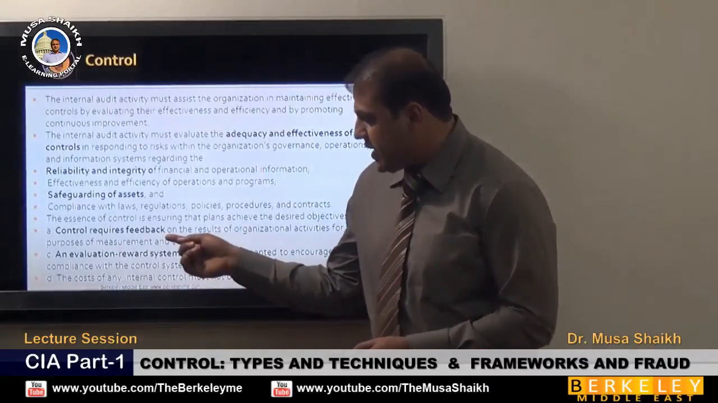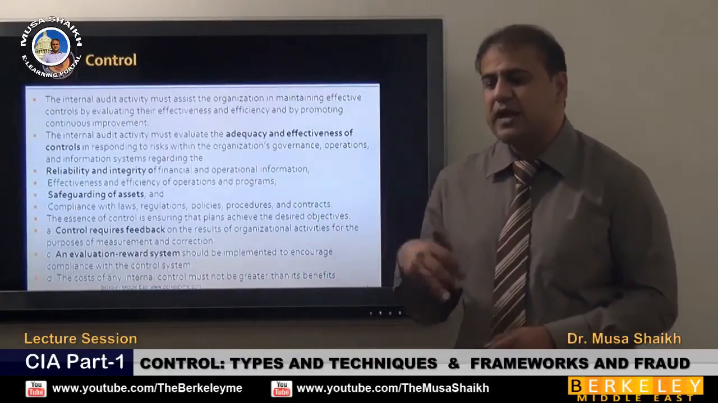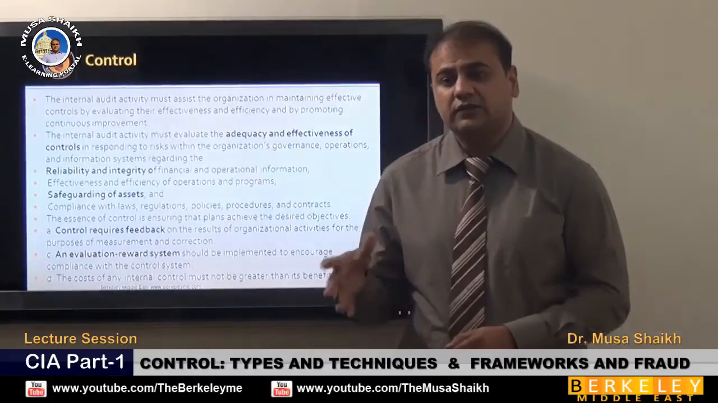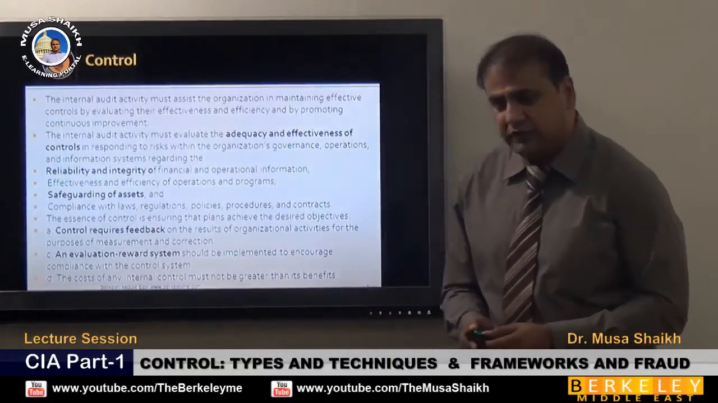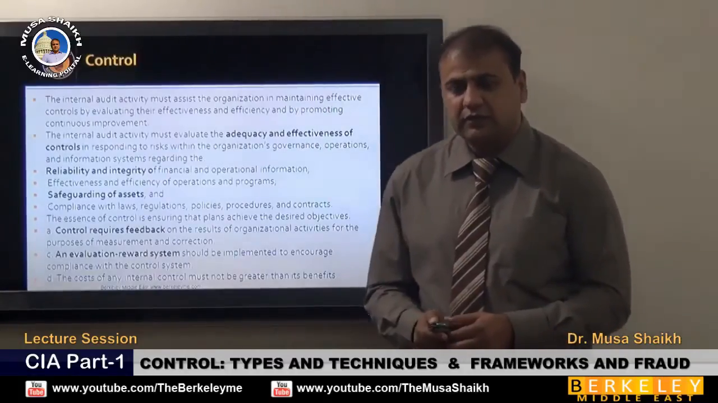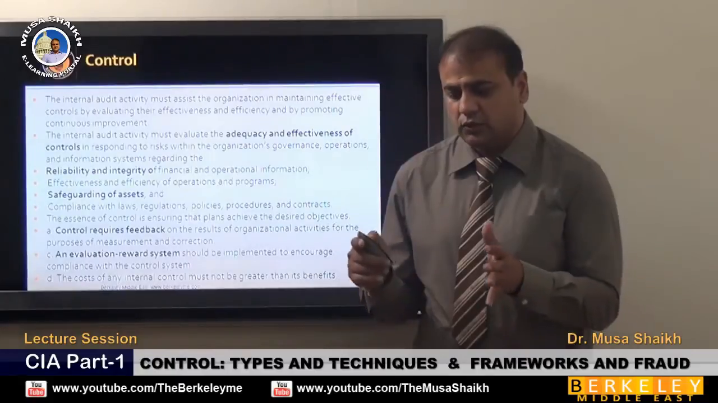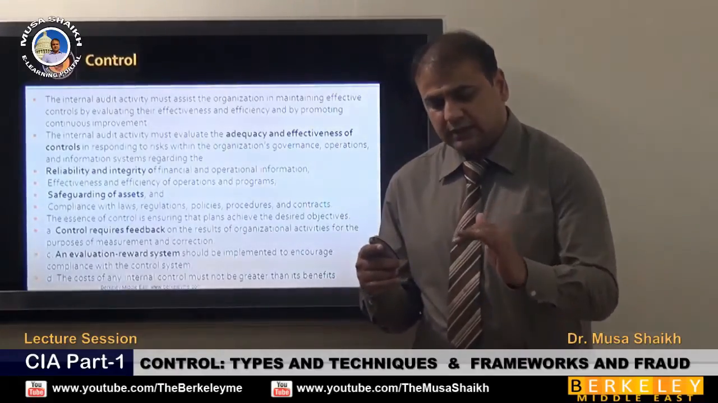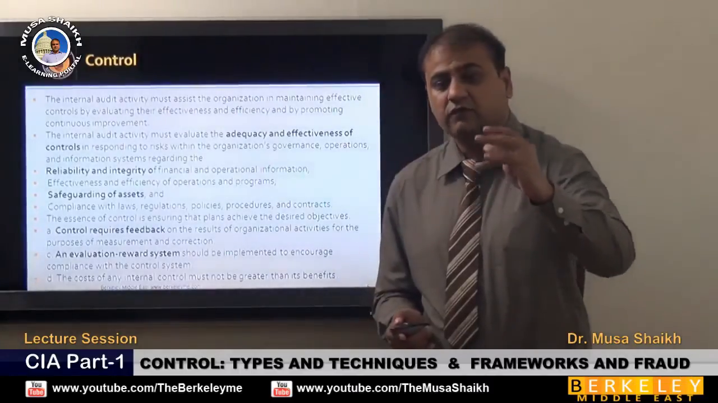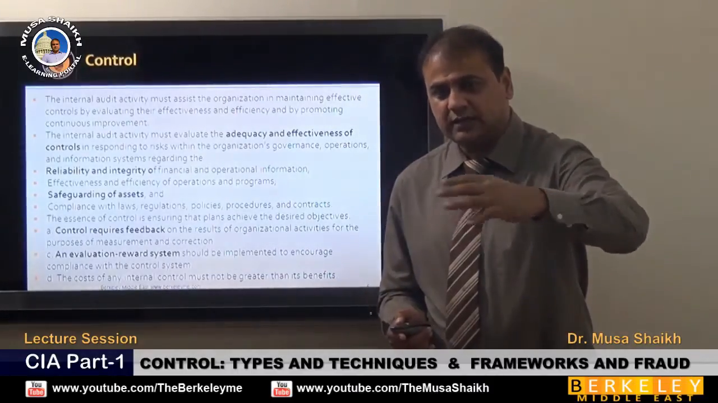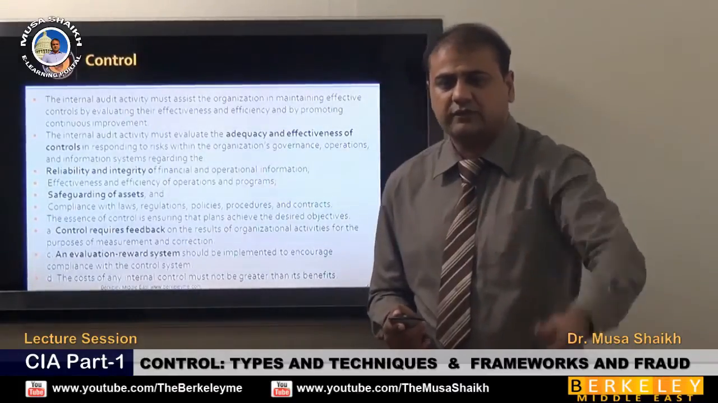Control requires feedback, because when you put controls in place, feedback will make sure how effective your controls are. And to make it more motivational, you introduce a reward-based evaluation system, where you tell them the goal and the path, then you define the criteria, and then you show a reward to them. So based on that psychology, people get motivated and they do effective work.